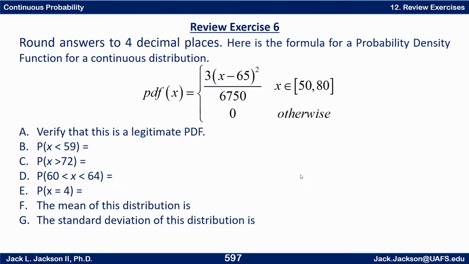Here are the things that I want you to do. Verify that this is a legitimate PDF. Find some probabilities: the probability that x is greater than 59, the probability that x is greater than 72, and the probability that x is between 60 and 64, as well as the probability that x equals 4. And then use the formula of the PDF to find the mean and standard deviation of this distribution. I'm assuming that you're going to be using some graphing calculator technology.